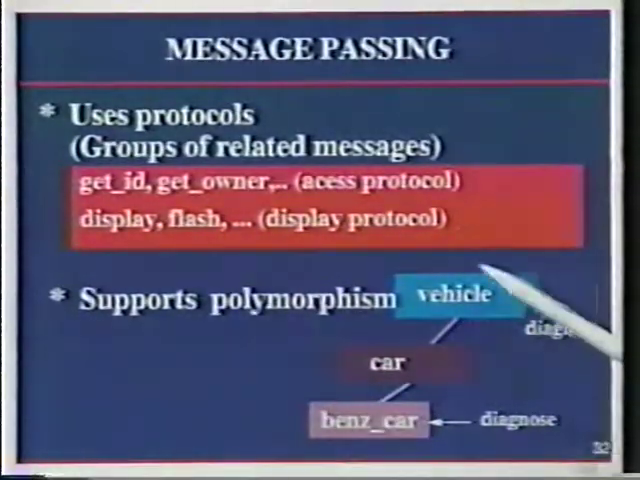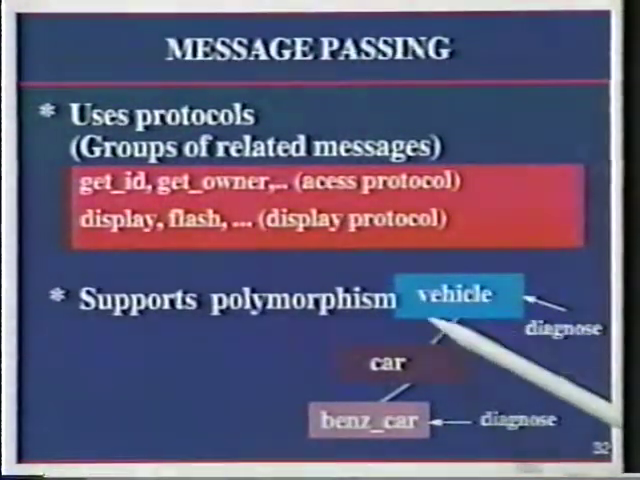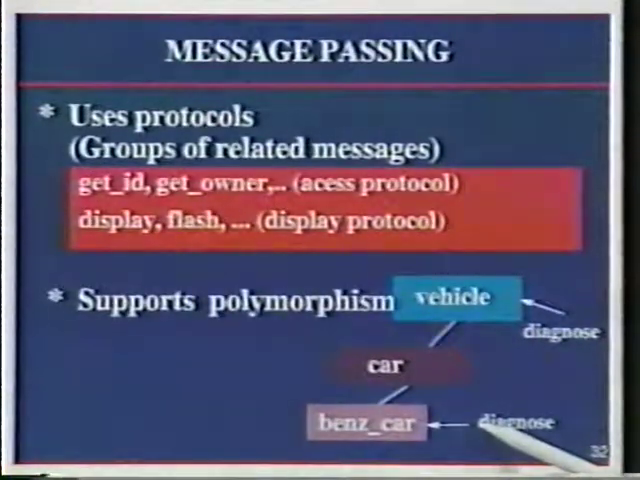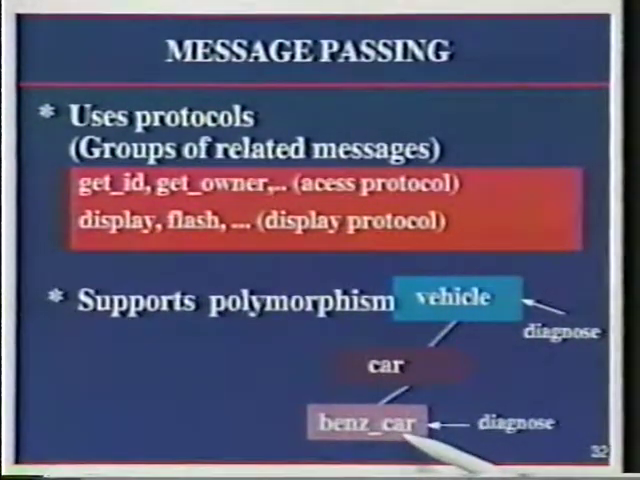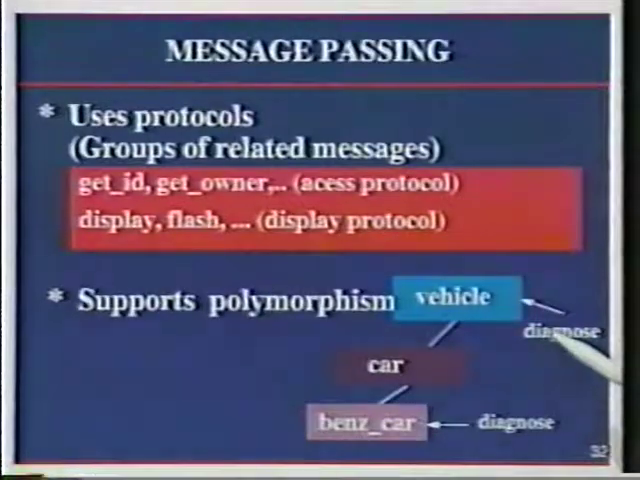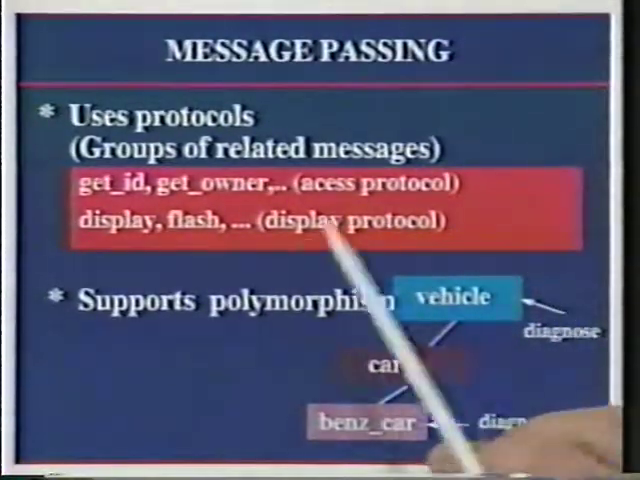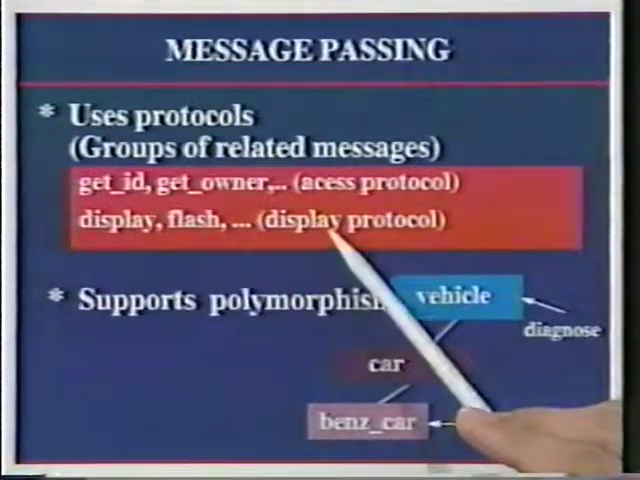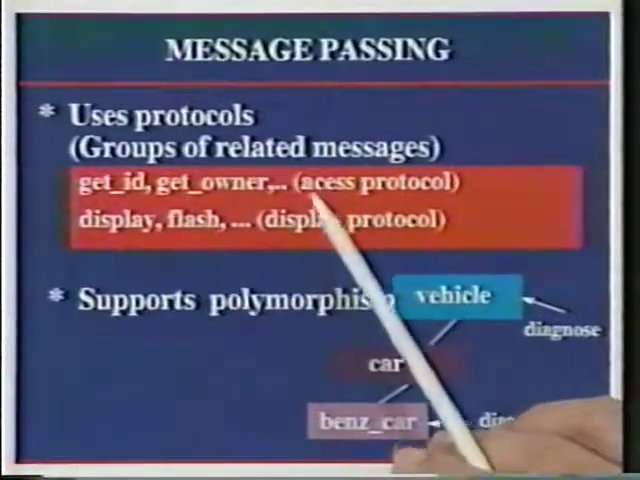For example, in this particular case, if I send a message called diagnose to vehicle, I would invoke the procedure called diagnose vehicle, as we have seen before, and if I send a message called diagnose to BENZ CAR, a procedure called diagnose BENZ CAR will be invoked, and these two things have different behaviors as such. So, the same message sent to different objects invokes different kinds of behaviors, and this is called polymorphism. To summarize, polymorphism is a feature by means of which data and methods assume dynamically various forms during run times.